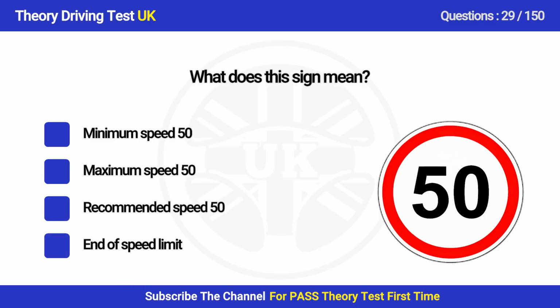Question 29. What does this sign mean? A. Minimum speed 50. B. Maximum speed 50. C. Recommended speed 50. D. End of speed limit.